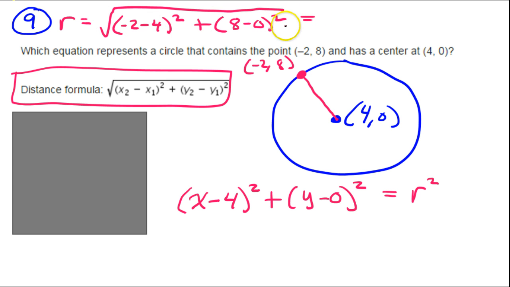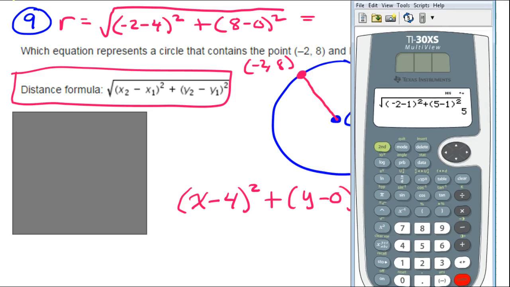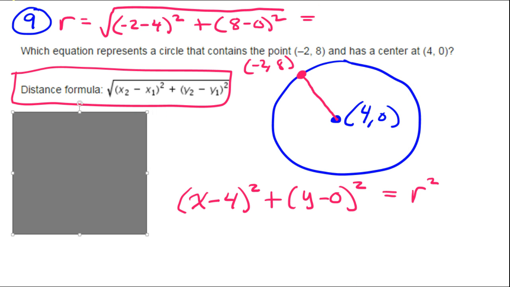Now you should be able to do all this by hand. But if you have any trouble with that, I encourage you to use a calculator, because we got things to do. So that would look like this: square root of -2 minus 4 close parentheses squared plus open parentheses 8 minus 0. I really feel silly writing 8 minus 0. We know that's 8, but I don't want to confuse anybody. Boom. 10. Okay, that's giving us that the radius is 10.